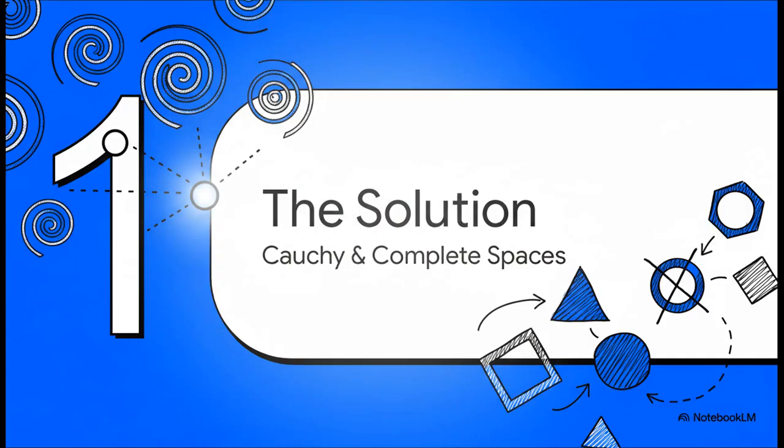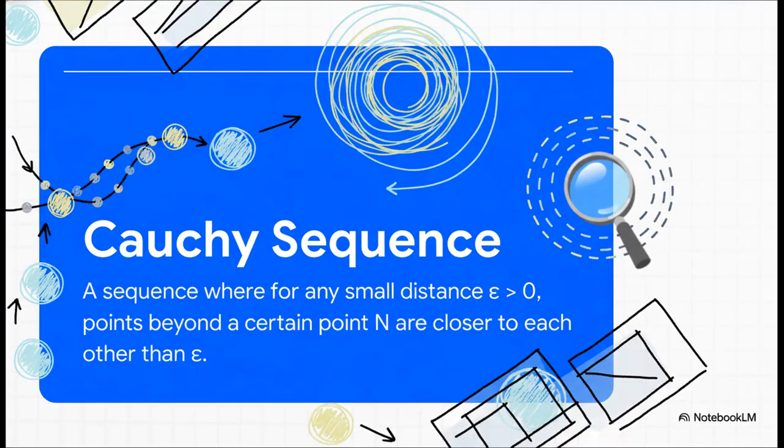Now, this whole problem of holes is a really big deal in topology and analysis. So, of course, mathematicians came up with some seriously powerful tools to handle it. And this brings us right to the heart of today's explainer: Cauchy sequences and complete spaces. First things first, we need a formal way to talk about a sequence that's bunching up, and we call that a Cauchy sequence. The really brilliant insight here is that a Cauchy sequence doesn't actually care about a limit point. All it cares about is that the terms of the sequence are getting infinitely close to each other.